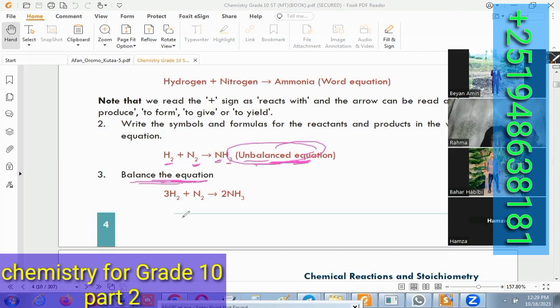So always a given chemical equation can be balanced by using only a coefficient.